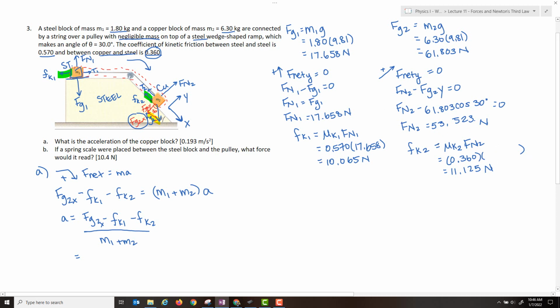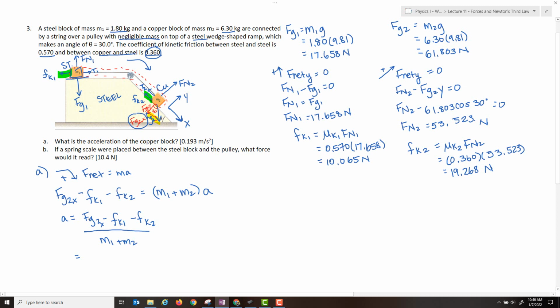And now that's going to affect my FK2. So my F normal 2, I'm going to put in 53.523. And then I'm going to multiply those. It's going to change my answer. So I'm timesing it by 0.36, and I get 19.268.